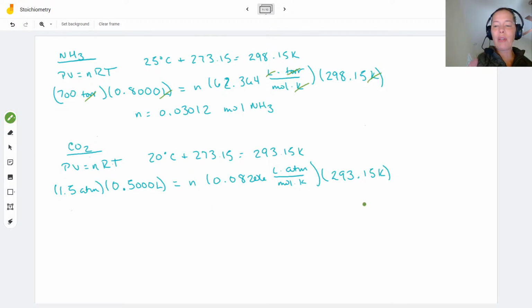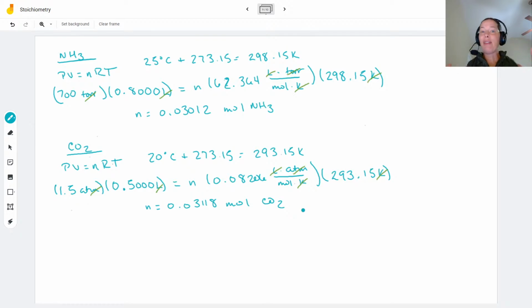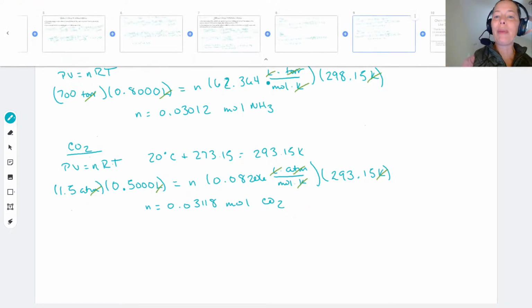Let's make sure my units are okay. Liters are canceling, atmospheres are canceling, Kelvin is canceling. I'm left with moles, which is exactly what I want because I'm solving for N. The number of moles for CO2 is 0.03118 moles of carbon dioxide. I have taken all of that information from the problem and used it to solve for moles for both of my reactants, which means now it's time to do our limiting reagent problem, and I need another page.